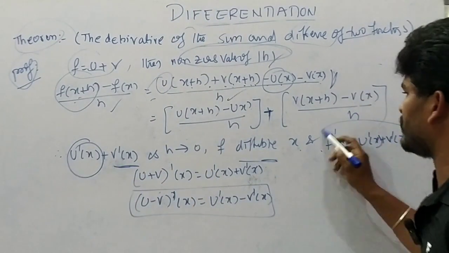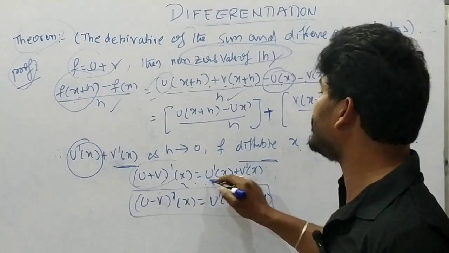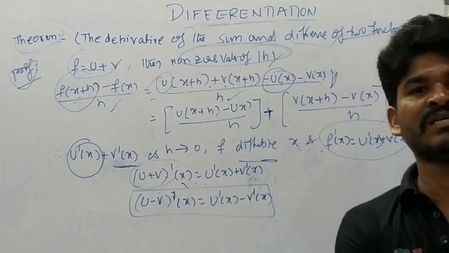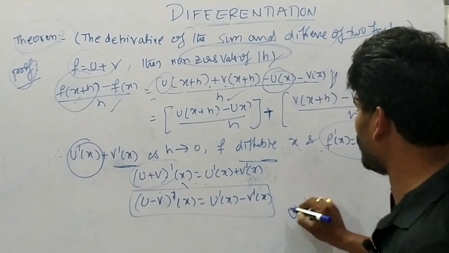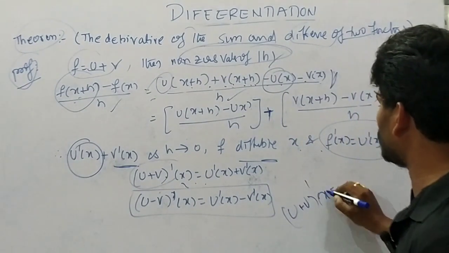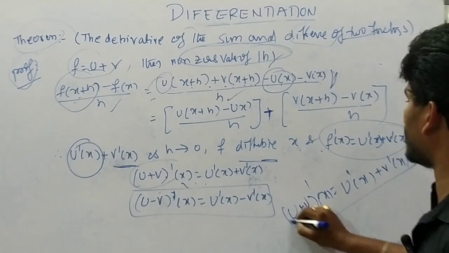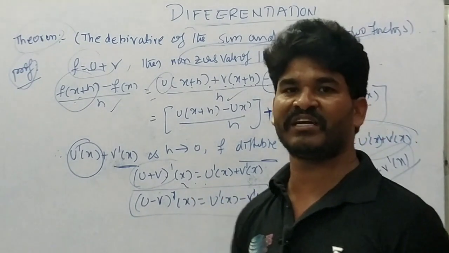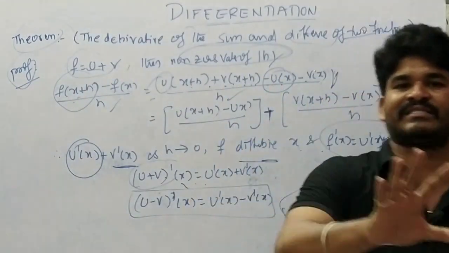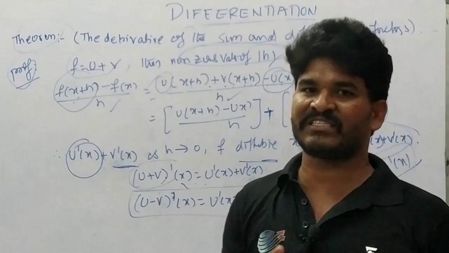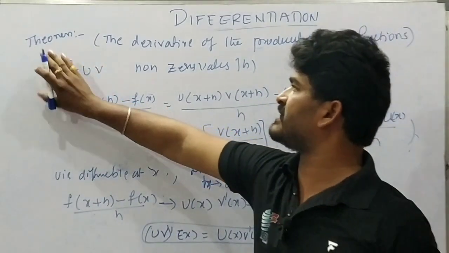So this is the condition. Therefore (u plus v) dash of x equals u dash of x plus v dash of x. This is the formula we are going to prove. It is very important whenever two differentiable functions are given and we apply the sum of two functions in differentiation. These are the theorems. So next theorem will be discussed.